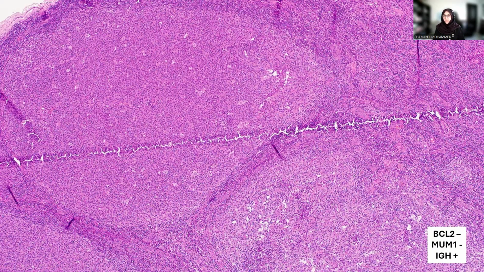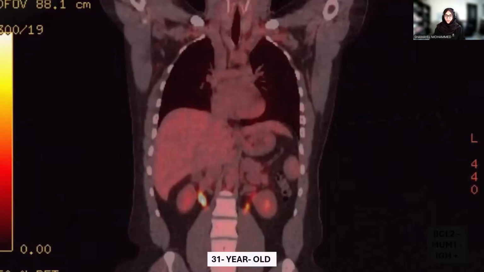So without the IGH gene rearrangement, this might be a difficult call. But once you have it positive and you have the correct background of a young child with a localized head and neck region, you can call it a pediatric type follicular lymphoma.